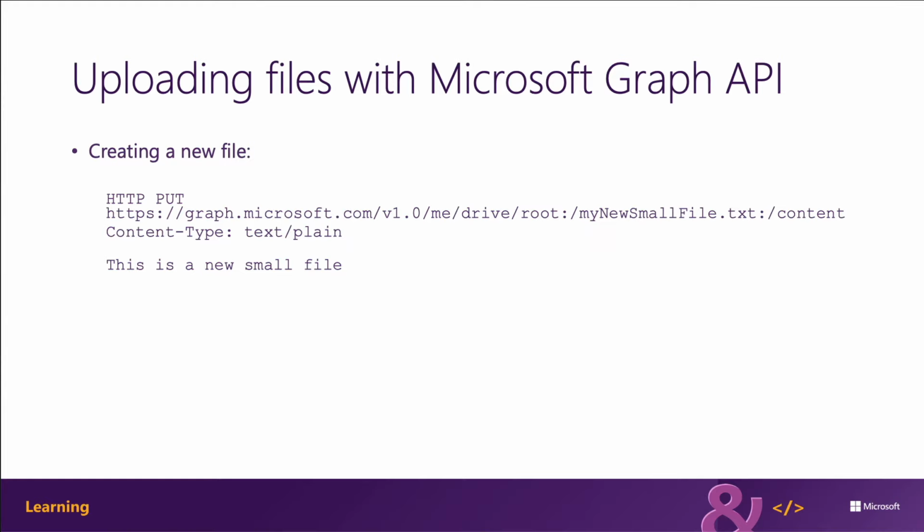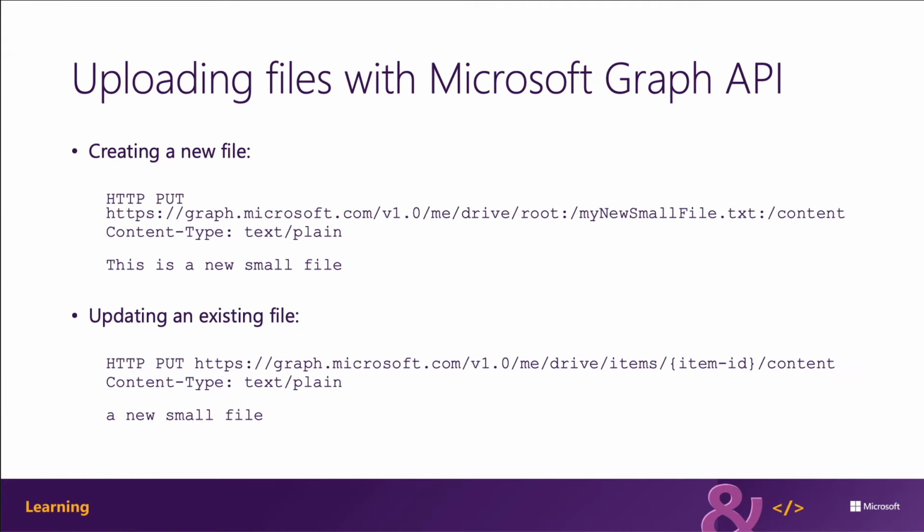So for example, to upload a text file with the currently signed in user's root OneDrive account, I'm going to use the following HTTP request. It's going to be an HTTP put that's going to go to the me/drive/root endpoint, and then I'm going to specify the file name, and then I'm also going to specify the content endpoint. I'm going to tell Graph that the data I'm sending it is just plain text, and then I'm going to put the contents of the file, which in this case is, this is a new small file.